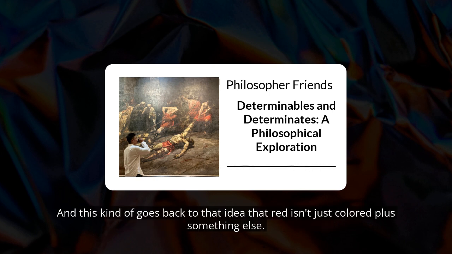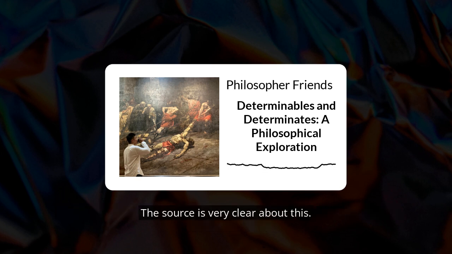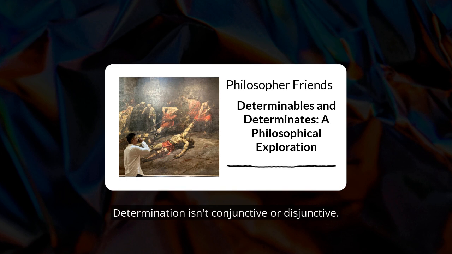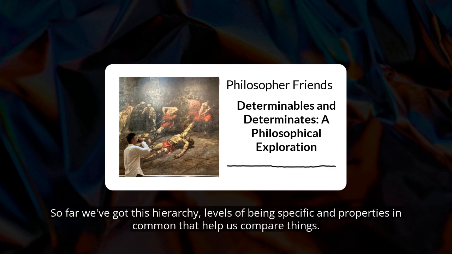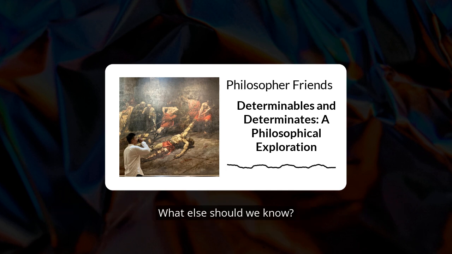Yeah. And this kind of goes back to that idea that red isn't just colored plus something else. Exactly. The source is very clear about this: determination isn't conjunctive or disjunctive. Color isn't just a huge list of every possible color, and red isn't colored with some extra ingredient. Right. So far, we've got this hierarchy, levels of being specific, and properties in common that help us compare things. What else should we know?